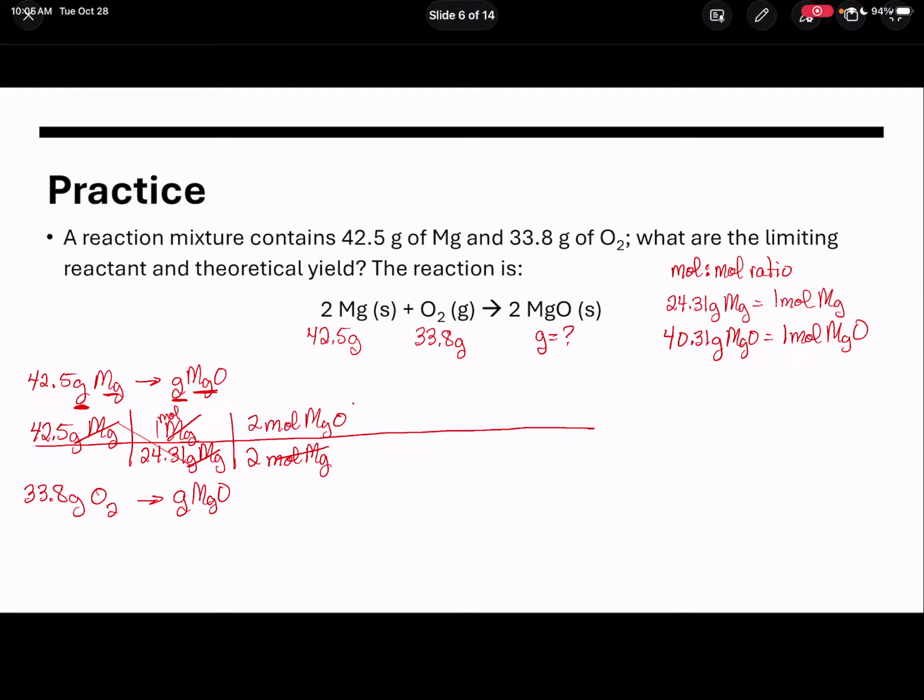So I'm going to take that moles of magnesium oxide and I'm going to convert it into grams of magnesium oxide, with the fact that 1 mole of magnesium oxide is equal to 40.31 grams of magnesium oxide. And I'm ready to calculate. And when you calculate, you get a value of 70.47 grams of magnesium oxide.